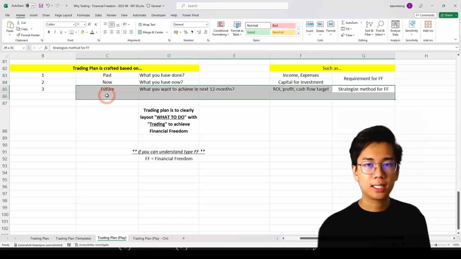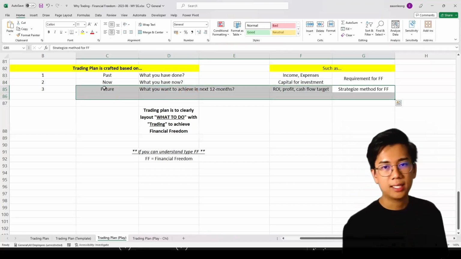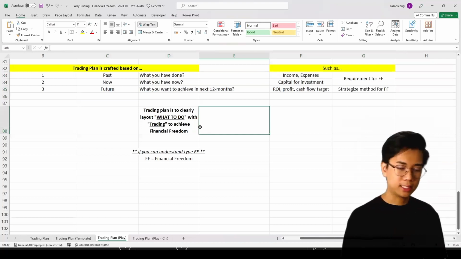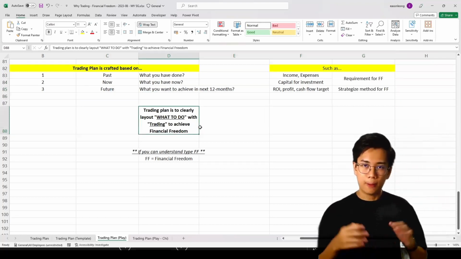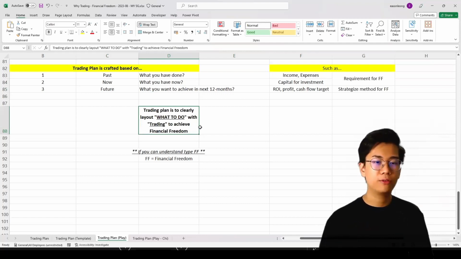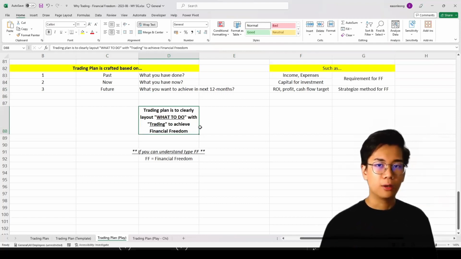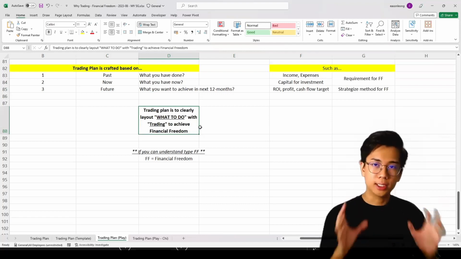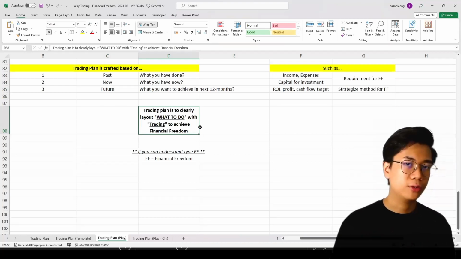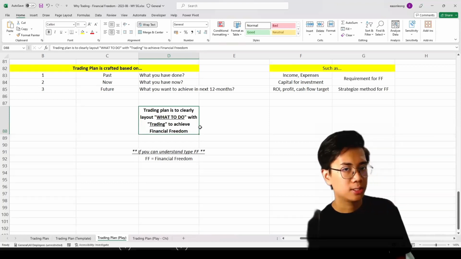Then you start to strategize, do your maths, how to get there, what to invest in, what strategies you need to know. Essentially, this is what a trading plan does. You plan out what to do with trading to achieve your financial freedom. All right, if you can understand the whole concept of a trading plan right now, type FF into the chat box.